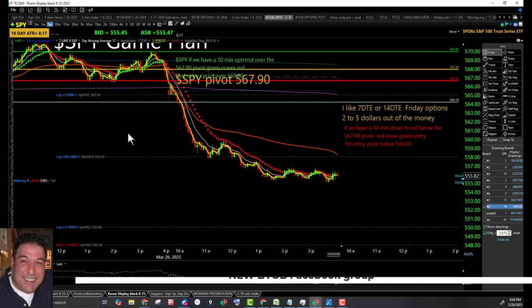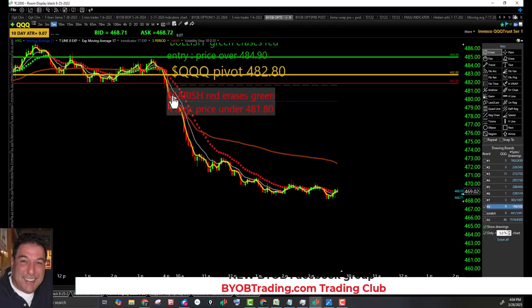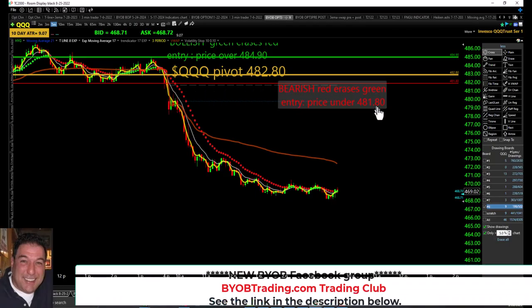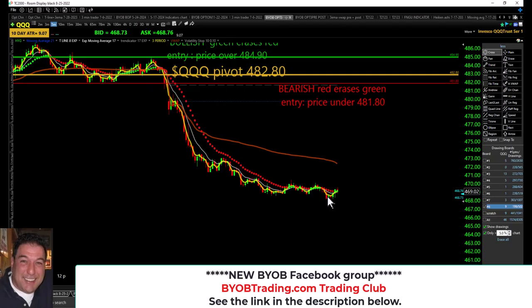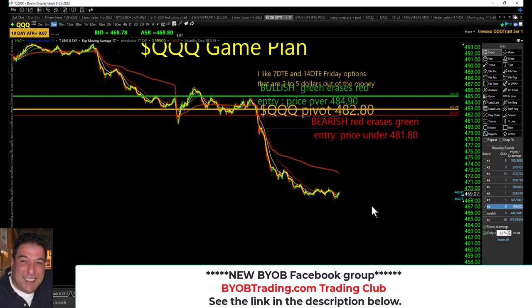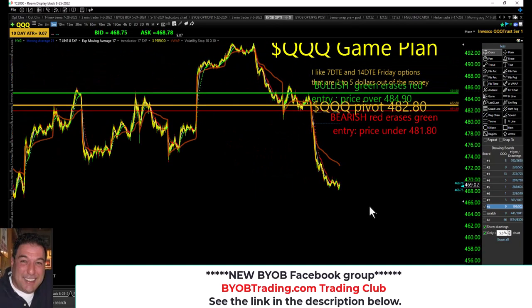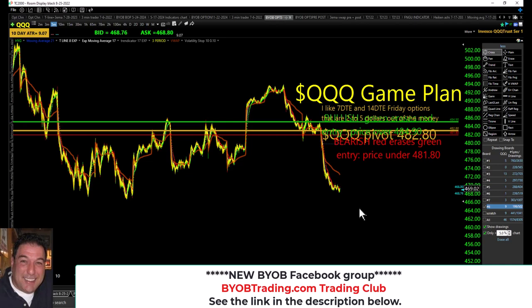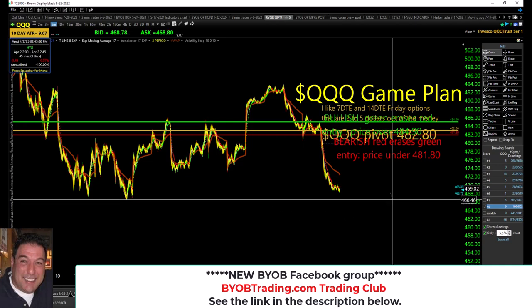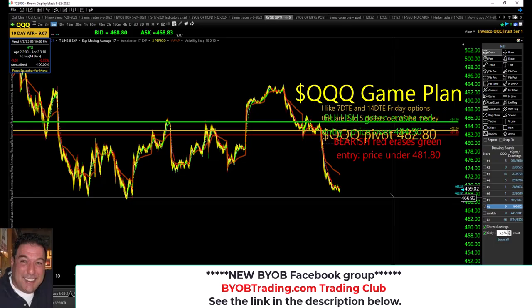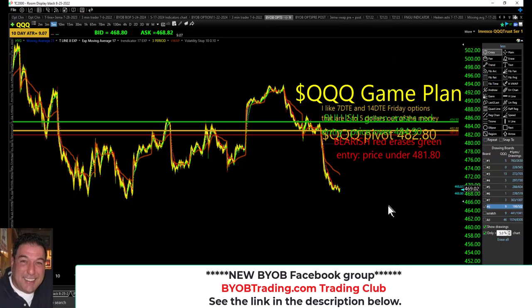SPY game plan worked. QQQ game plan, again, bearish underneath 481.80. Price action, you can see price action here underneath 481.80. 10-minute downtrend all the way into the close. Where do I see SPY support? At the 2025 low. All right, and QQQ 2025 low. That's a support. 2025 low for SPY and for QQQ.